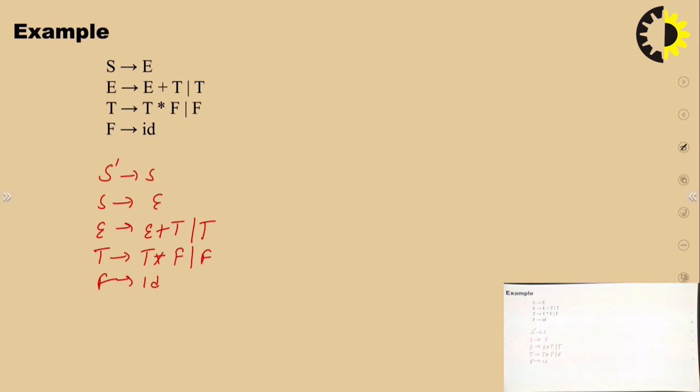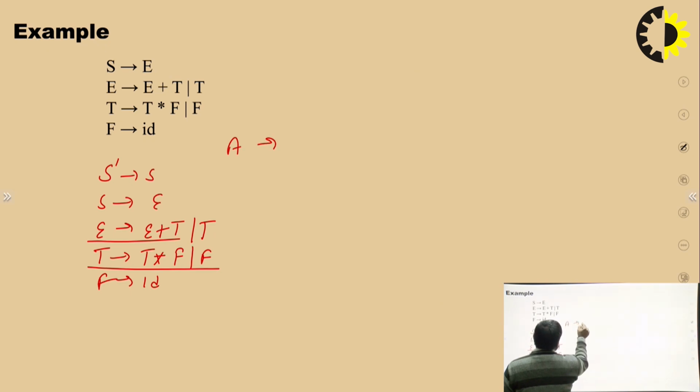I think another thing: if the grammar has left recursion, then for any parsing algorithm, we first remove the left recursion. I think this production has left recursion, and this production also contains left recursion. Then we remove the left recursion rule.